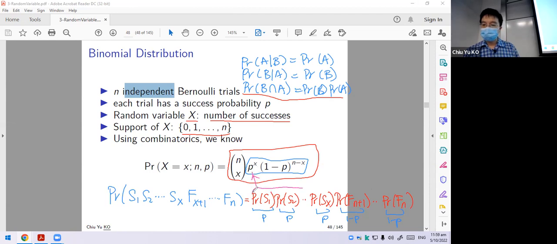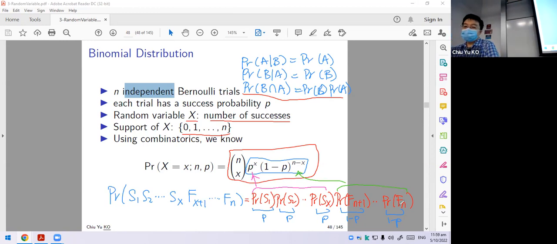So that comes from this part, and you have this coming from this one. So there are p to the x and 1 minus p to the n minus x. So that's how you get this blue one. Is that clear how you get the blue one? First X successes and the rest are failures. Is that clear what's going on?